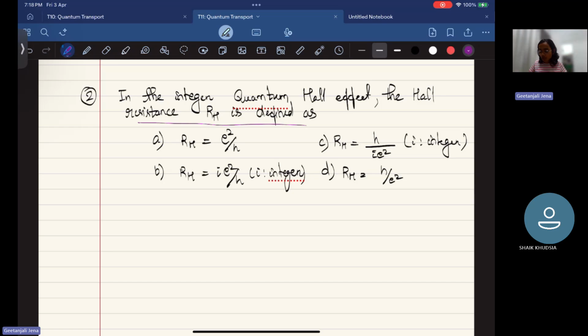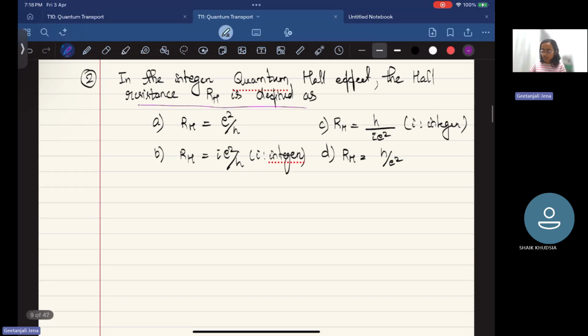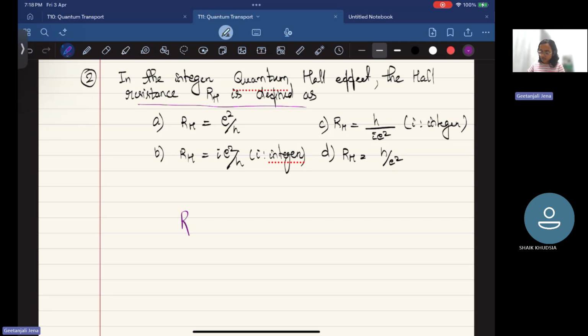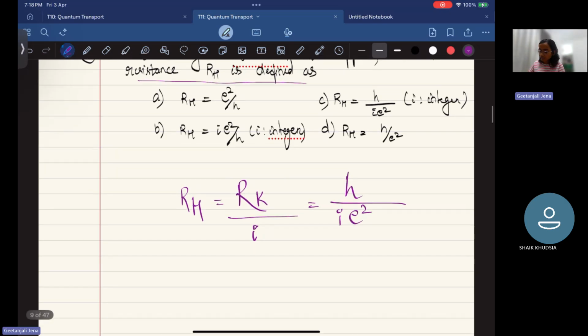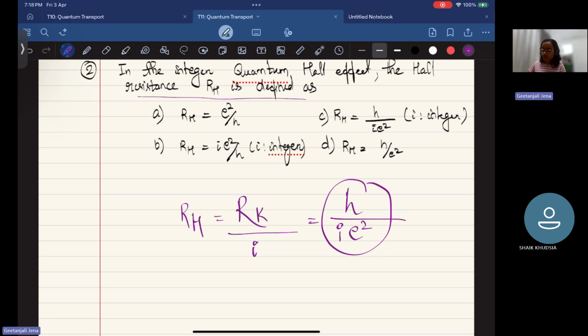In the integer quantum Hall effect, what is the value of RH? If you recall, RH is RK by I, and RK is H by A square. So RH is H by A square I. That means option C is the correct answer. Okay, not A square by H.